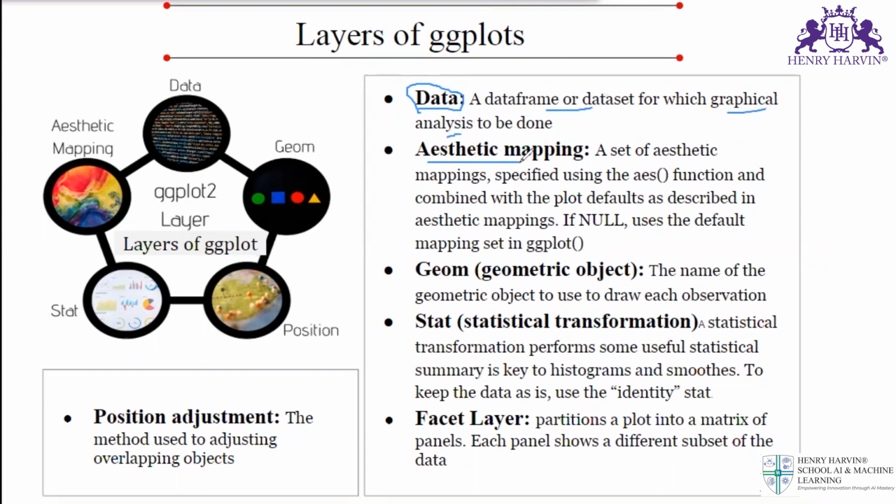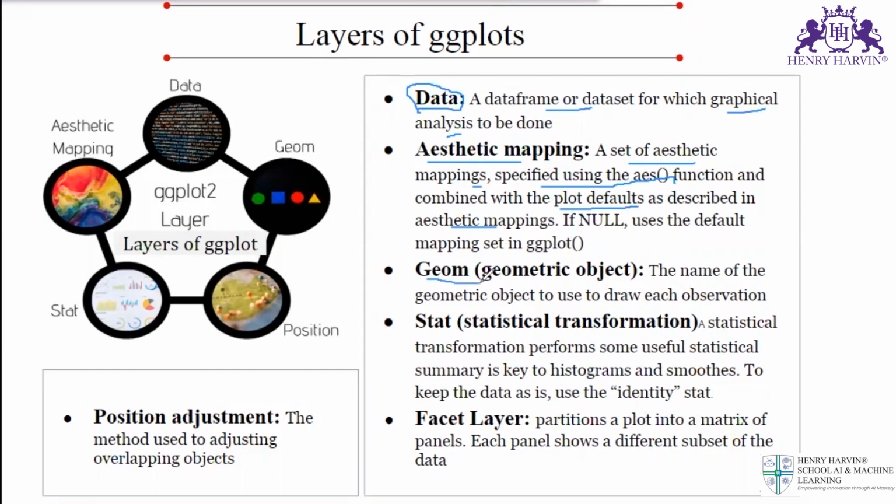Next is aesthetic mapping. A set of aesthetic mappings is specified using the aes function and combined with plot defaults, as described in aesthetic mapping. So aesthetics are the features that we are adding to our graphs, such as shapes, color, and size of the data points that we will be plotting.